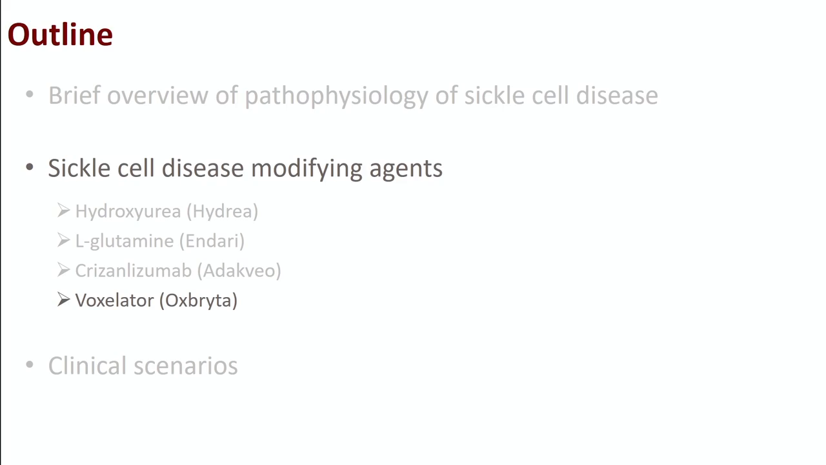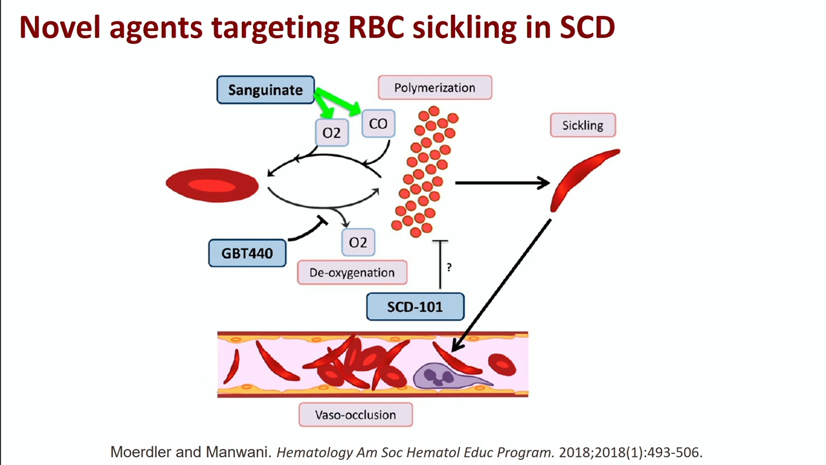Moving on to voxelotor, or Oxbryta. I will stick with voxelotor. The way that this works is a completely different mechanism to everything else that we had described previously. It does target sickling, so that portion of the red cells actually adhering to one another, forming dense polymers, and then attaching to activated neutrophils and activated platelets.